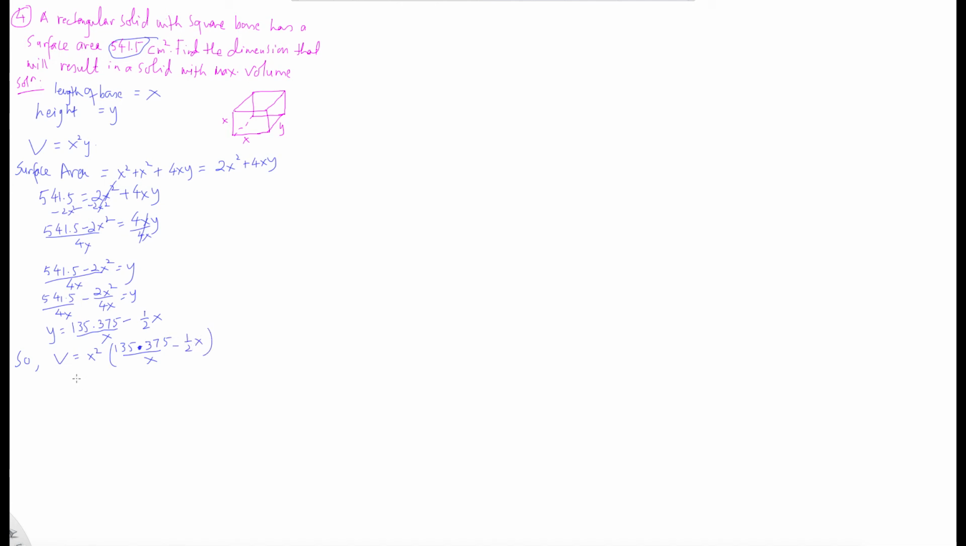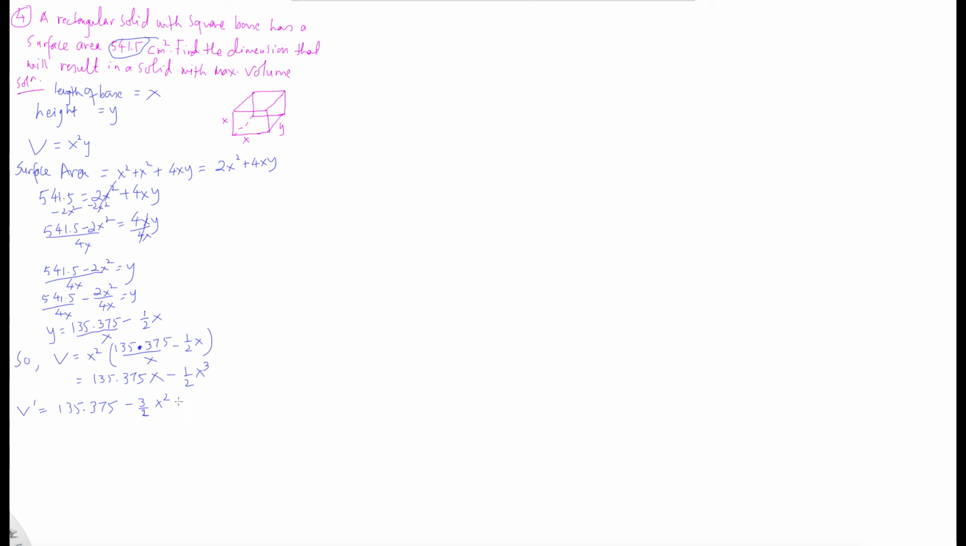If you distribute this x squared, you get 135.375 x, because x squared divided by x is x, minus 1/2 x to the third. Now to find the maximum or minimum value of V, the process is the same: find V prime. What is V prime? It is 135.375 minus 3/2 x squared. That is V prime.